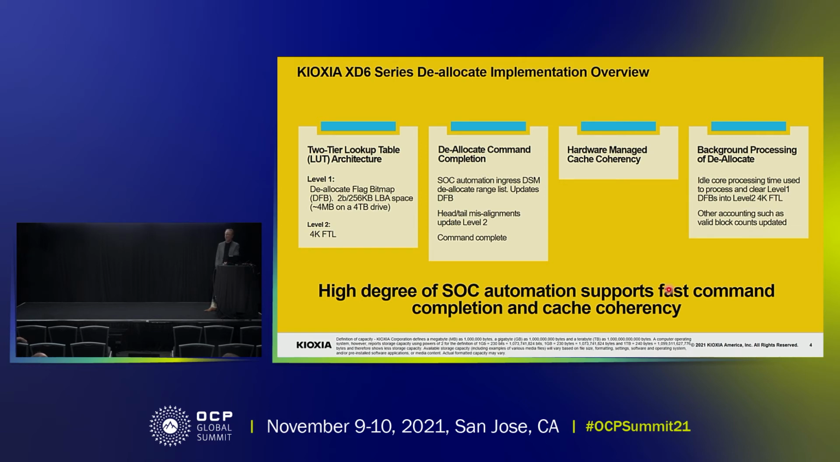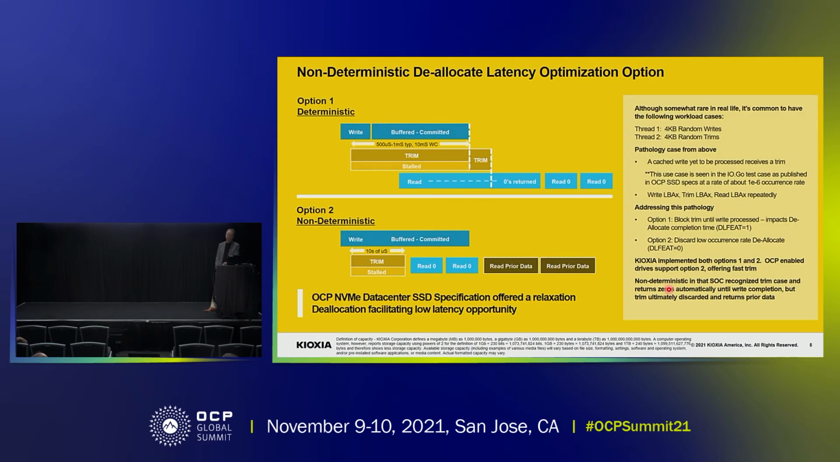We ran into an interesting case after all of this, and this is where OCP came in in an interesting way. There is one of the OCP tests called IO-Go that would machine gun random trims against random writes and random reads. Every once in a while you would run into an interesting case where a write was buffered. We had committed that write, but it hadn't been written to the NAND flash memory yet. It was just stored in the buffers. And then a trim would immediately come in. Well, we don't update our 4K lookup table until we've actually committed it to the NAND. We didn't want to process the trim, so we would actually stall the trim on a buffered write.